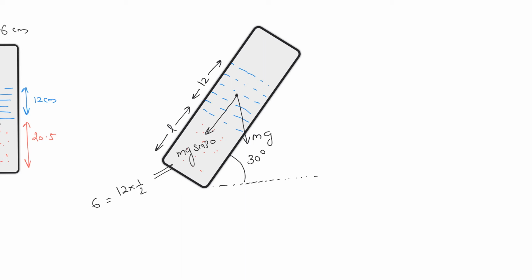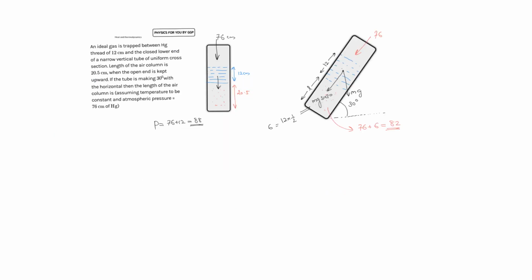So in this situation we can observe that the value of net pressure will be equal to atmospheric pressure, which is 76, plus the component of pressure acting along this direction, which is 6. So the value of pressure here will be equal to 82. Now we can find out the value of the length of the air column.